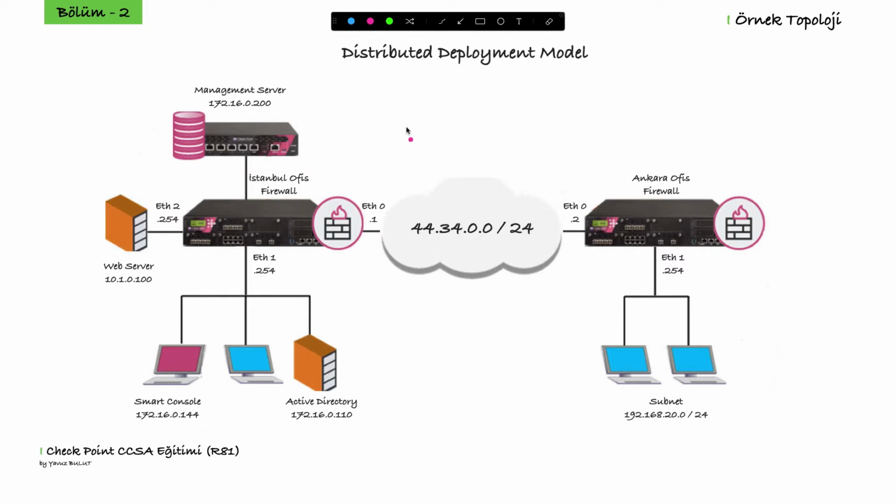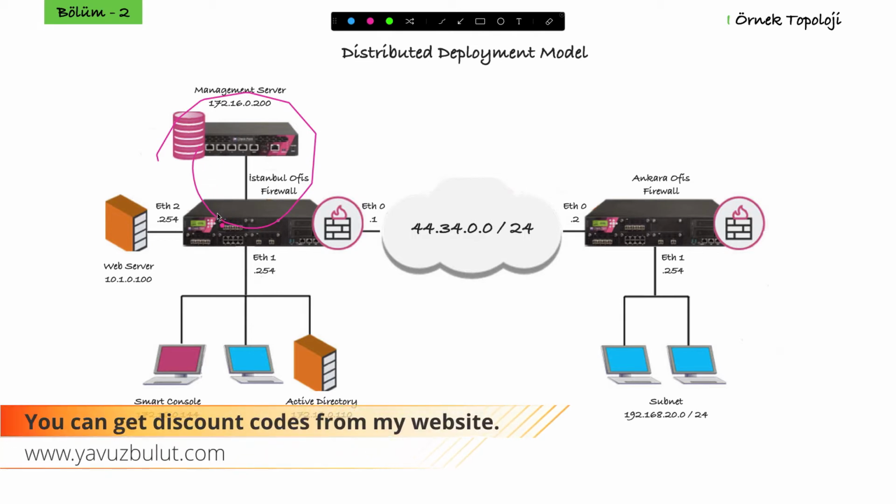There are two deployment models in Check Point. The first is the distributed deployment and the second is the standalone deployment model. In the standalone model, firewall and management server work on a single device, so you do not install management server as a separate device. When you install these two on a single device, it works as standalone, but we will use the distributed deployment model in our lab.